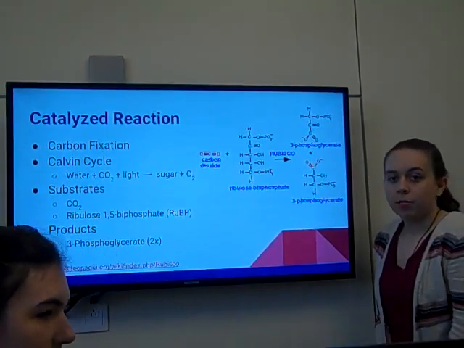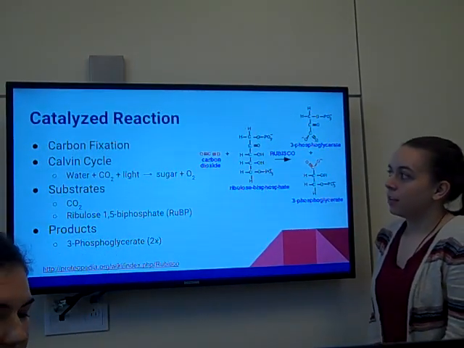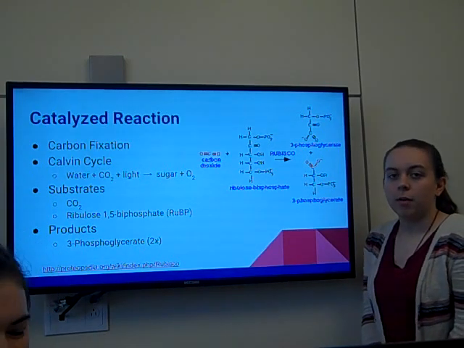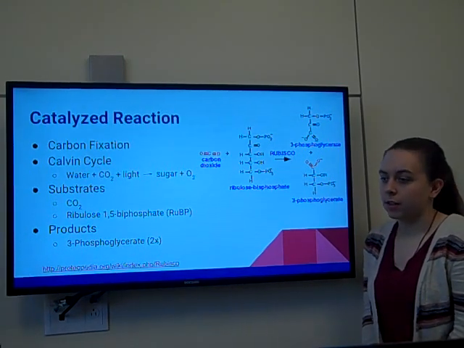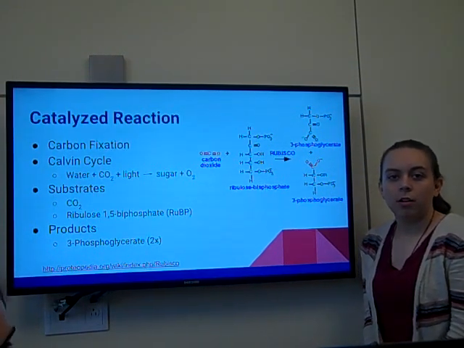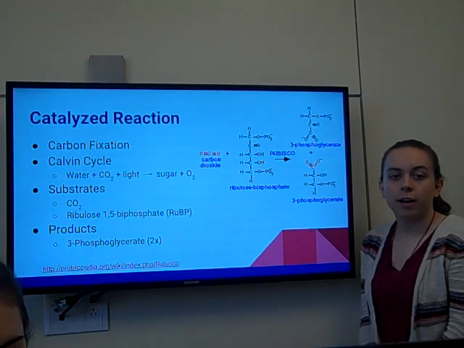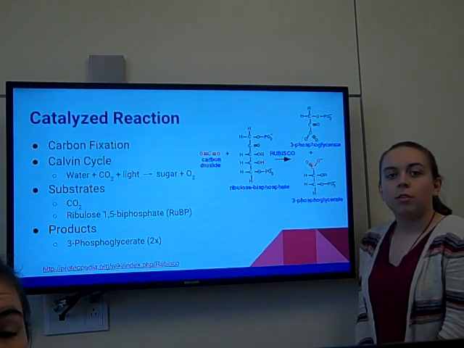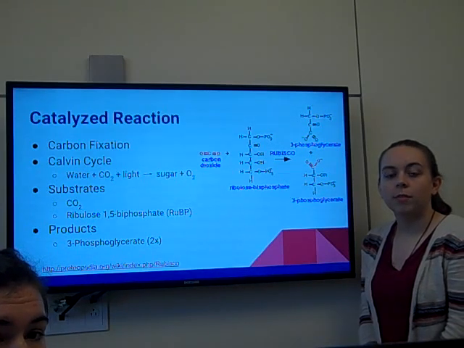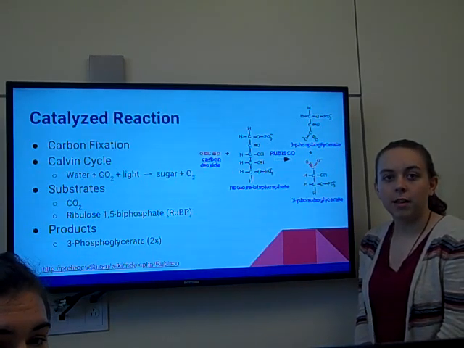So Rubisco catalyzes a reaction that's involved in carbon fixation, which is part of the Calvin cycle. It's phase 1 of the Calvin cycle. The Calvin cycle is where water, CO2, and light are used to make sugar and oxygen. So the substrates for Rubisco are CO2 and ribulose 1,5-bisphosphate, which is RuBP.